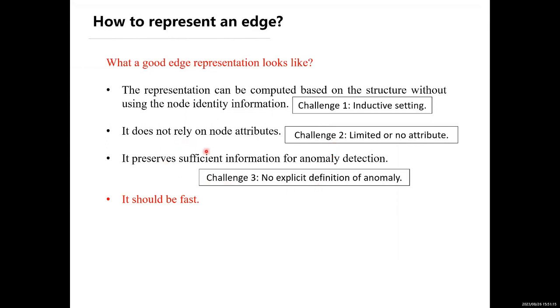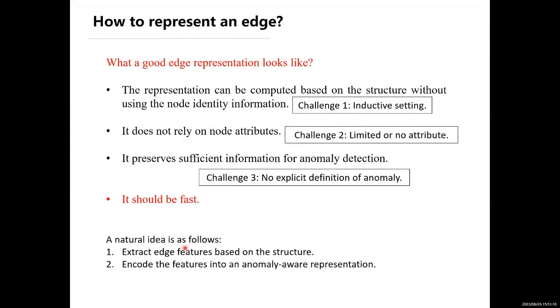A natural idea for this is as follows. First, we extract edge features based on the structure. Next, we train an encoder to encode the features into an anomaly-aware representation.